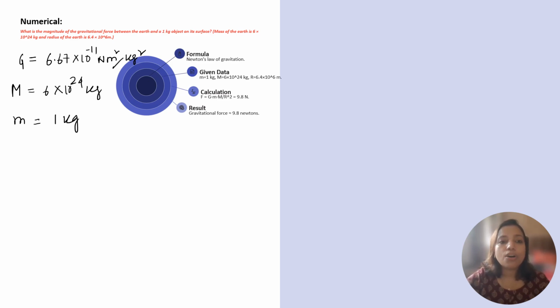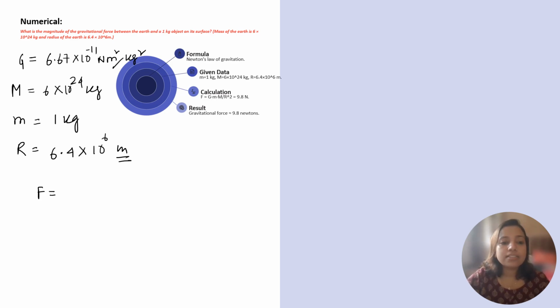We can see all of these units are in kg, that means in SI. The radius of the earth is given, so we can take it as r, which is 6.4 into 10 to the power 6 meter. The radius is also in meters, so all of these are in SI units. One more thing: since gravitational force is also a force, its SI unit is Newton. This Newton came from the scientist's name.